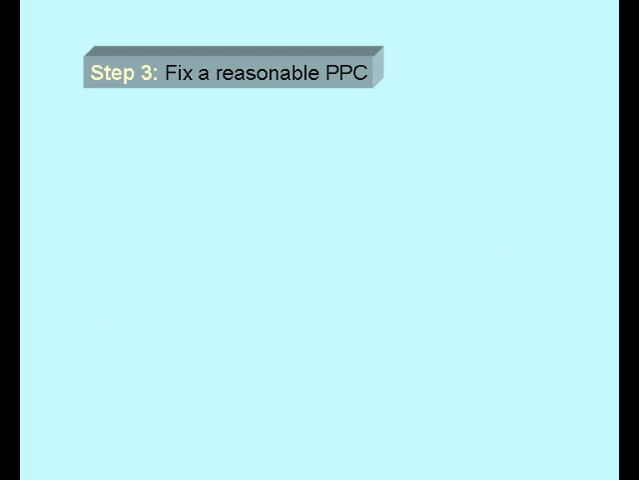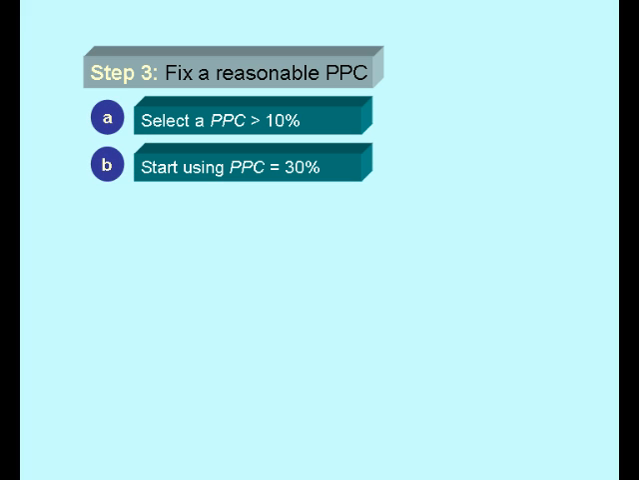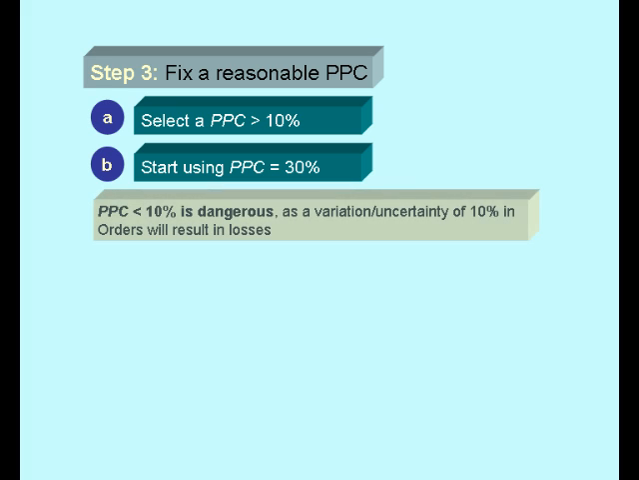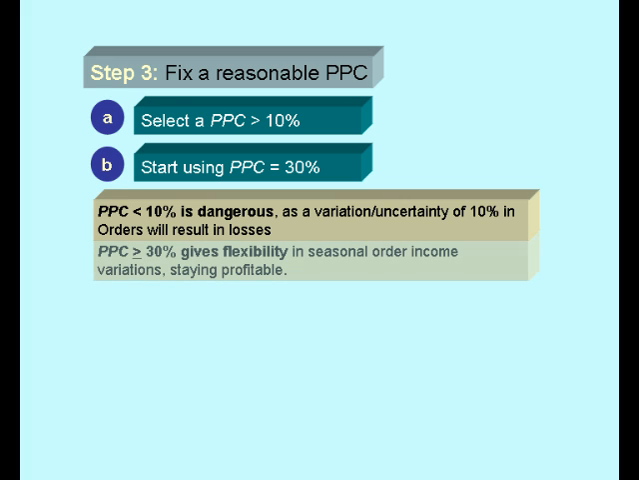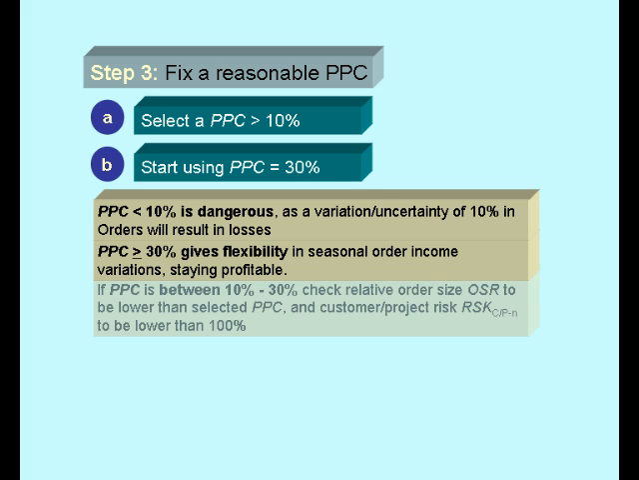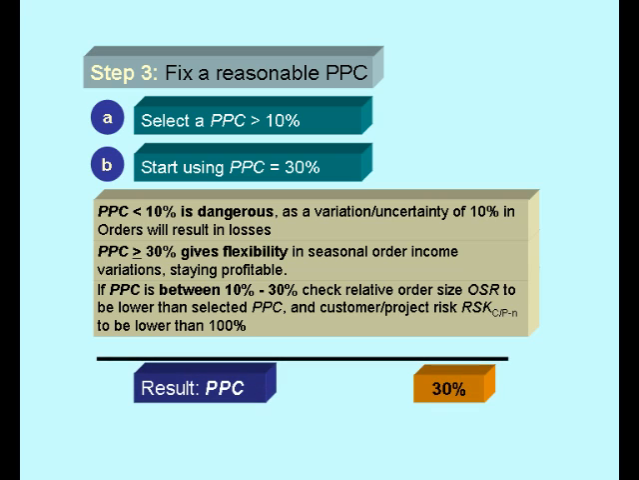In step 3 of the procedure, we fix a reasonable PPC, the key ratio profit per cost. A PPC below 10% is dangerous, as a variation or uncertainties of 10% in orders will result in losses. A PPC above 30% gives some flexibility in seasonal order income variations, staying profitable. If the PPC is between 10 and 30%, we need to check the relative order size to be lower than the selected PPC, and also we have to have a look at the customer and project risk to be lower than 100%. For a start, we take a PPC of 30%.